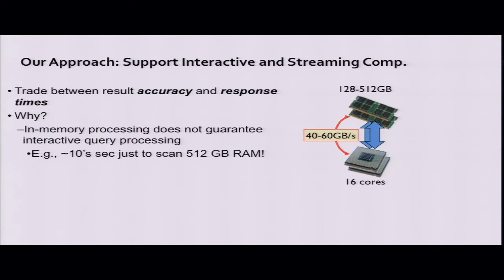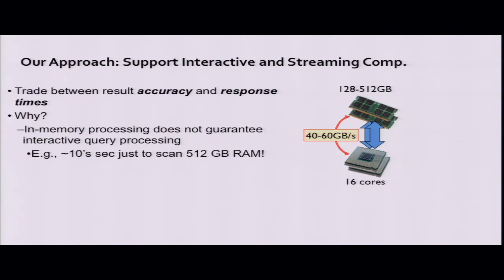And finally, we have techniques to trade between result accuracy and response time. So basically, this is what it says. It's like, I'm going to give you a result with 0.1% error, but I'm going to give it to you 10 times or 100 times faster. That's the value proposition. And why do you want to do that? I told you that we aggressively want to use memory. But it turns out that's not enough.